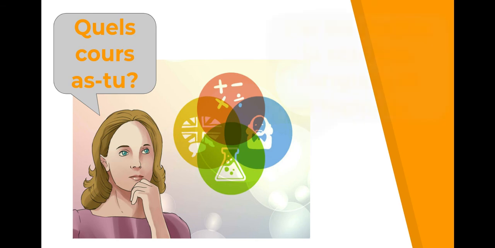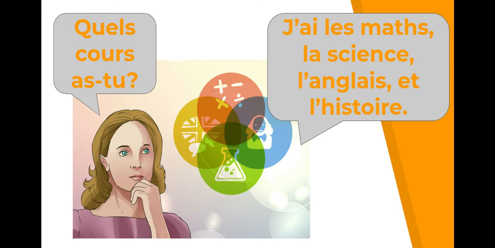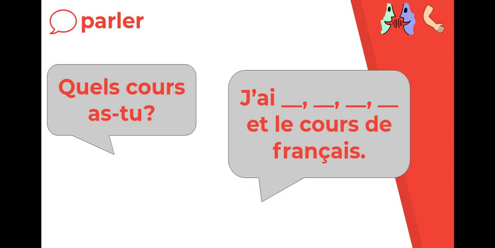Quel cours as-tu? J'ai les maths, la science, l'anglais et l'histoire. Bien. Alors, let's warm up from yesterday. Let's go ahead, turn to your elbow partner. We're both going to ask, we're both going to answer. Quel cours as-tu? Alors, 3, 2, 1, go. If you haven't already, let's switch.